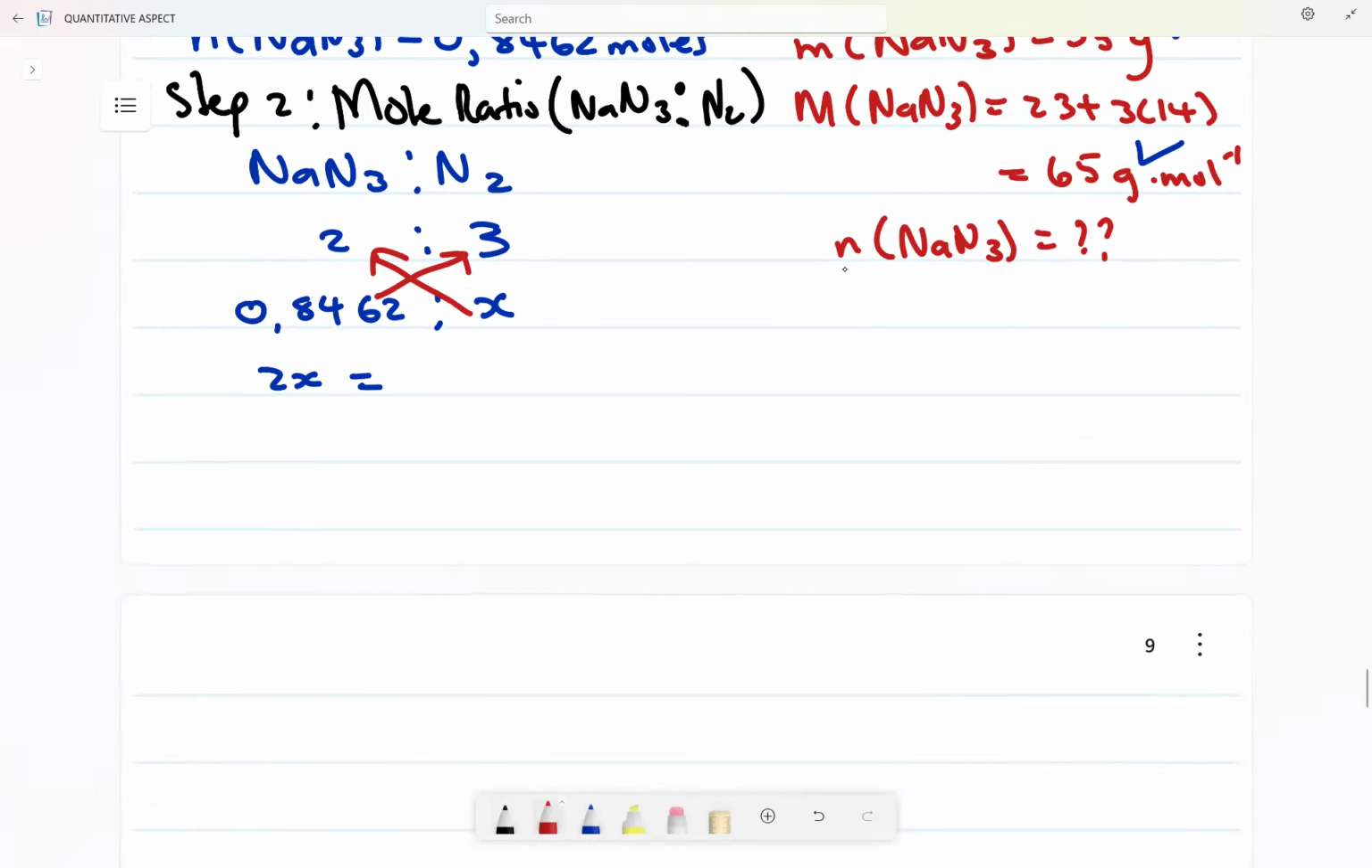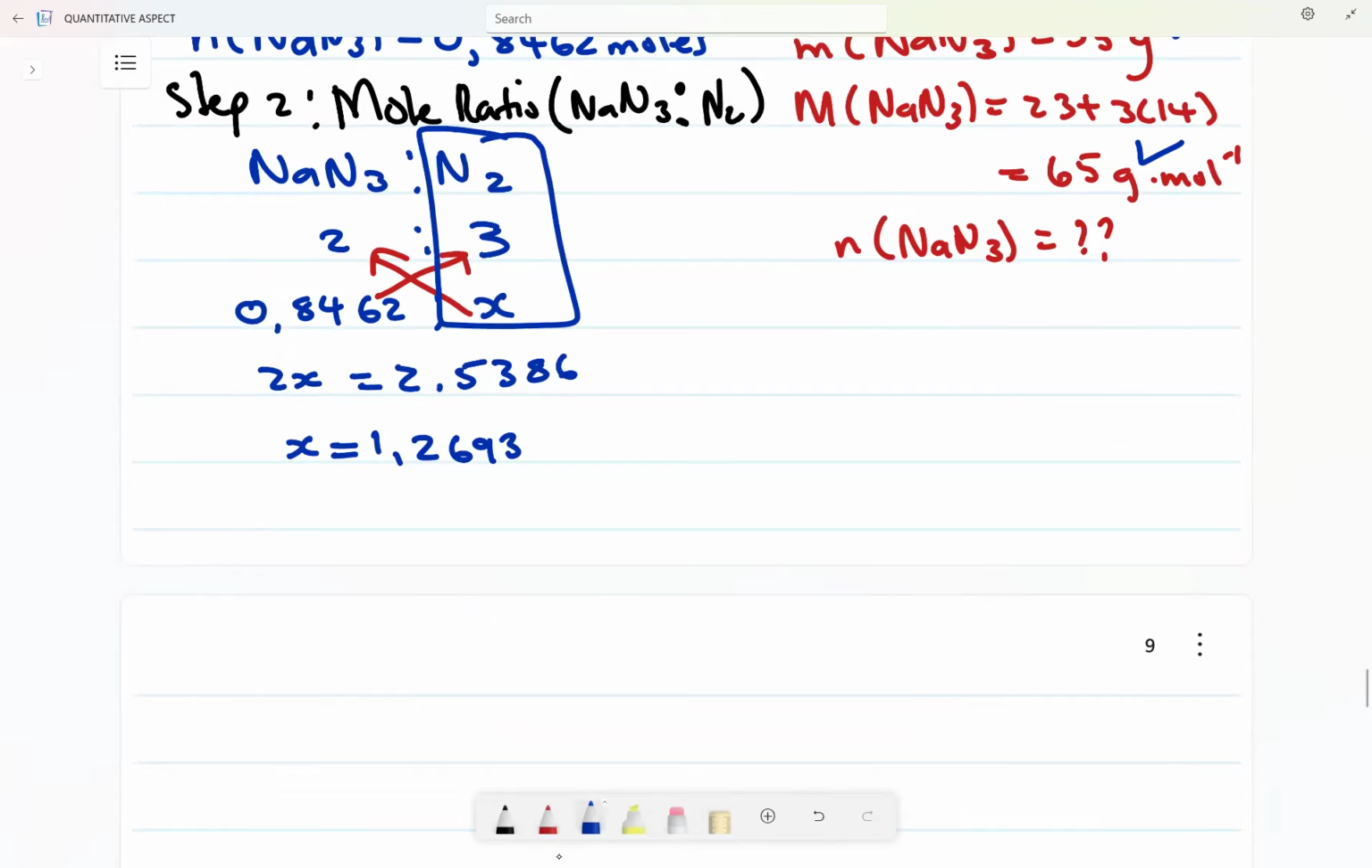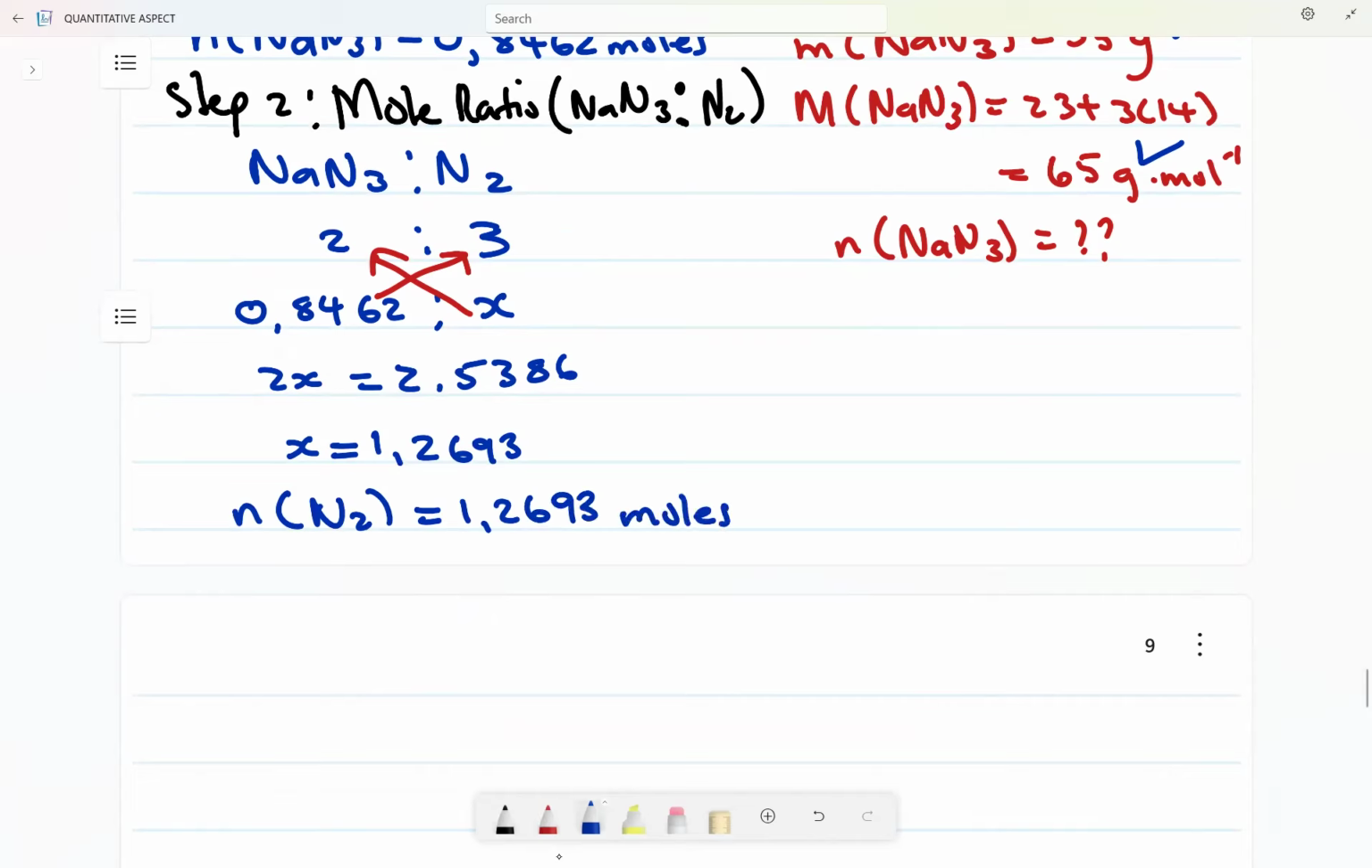that one multiplied by 3. 0.8462 multiplied by 3 gives me something like 2.5386. Then X is equal to that divided by 2, something like 1.2693. But remember, what is X? X is the number of moles of N2. So the number of moles of N2 is equal to 1.2693 moles.